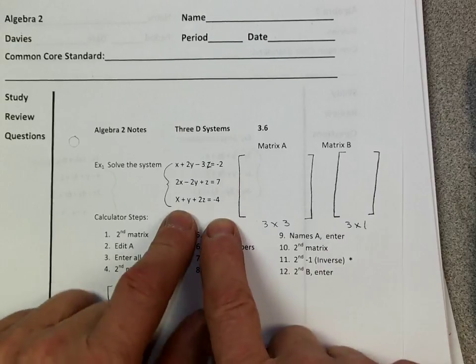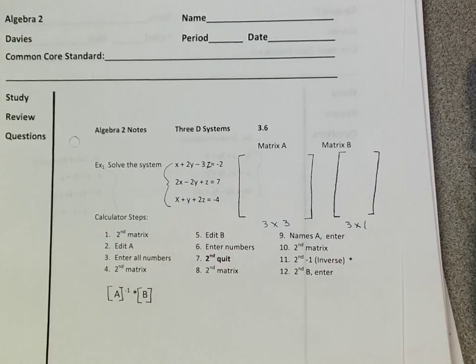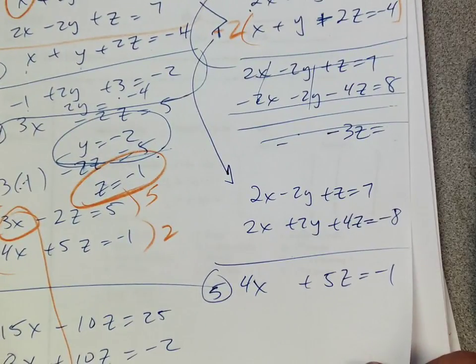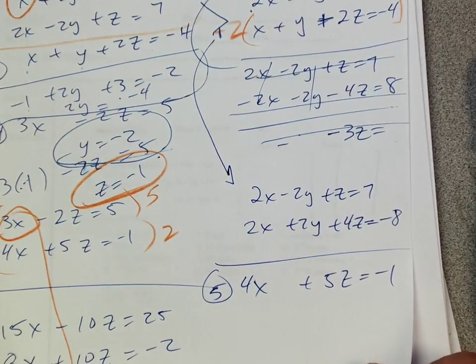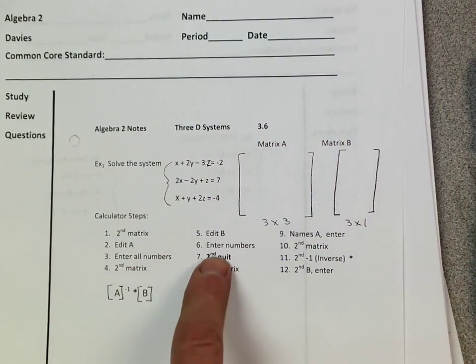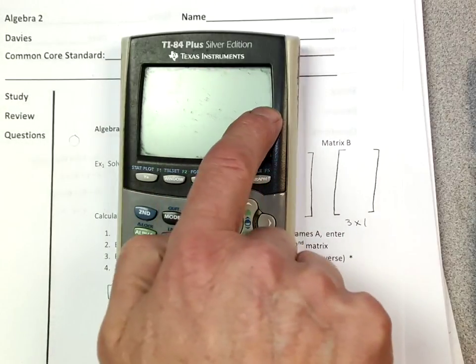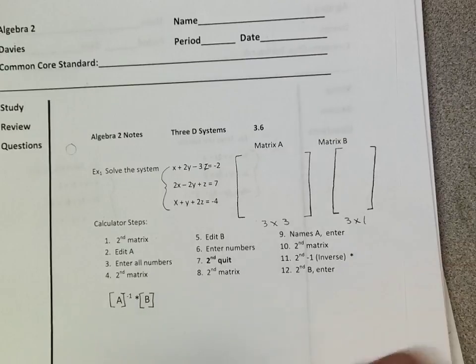So, how do you do a 3 by 3 system? I showed you the ugly way, which is really ugly. Or, look at all that work. Or, you can use your calculator. Now, the problem with our calculator is it does not take X, Y, and Z. It just takes numbers. So to take numbers, it needs a matrix.